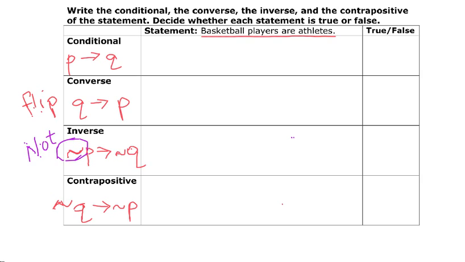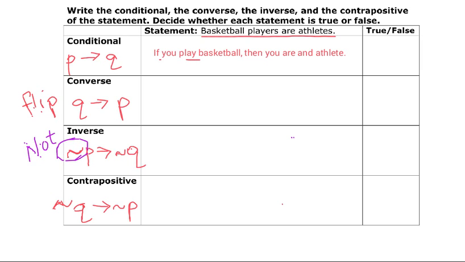So we're going to go through and write all the statements first, then we're going to go back and see if the statements are true or false. So for the next one, for the converse, let's go ahead and label each of the parts of our sentence also. So if we play basketball, that part is our P, or the hypothesis. You are an athlete is the conclusion, so that's the Q.